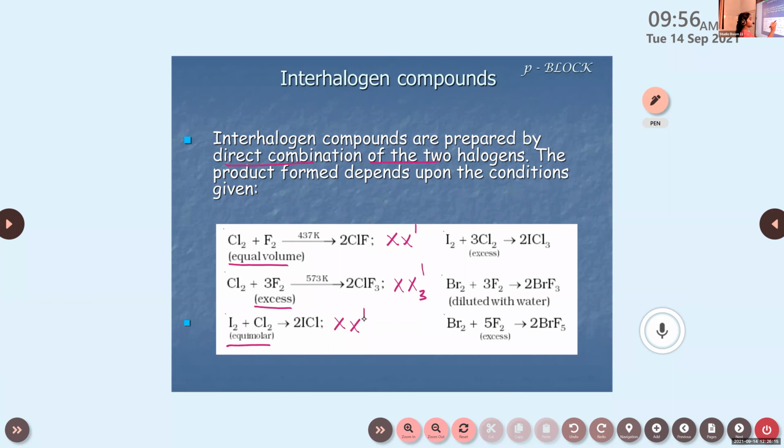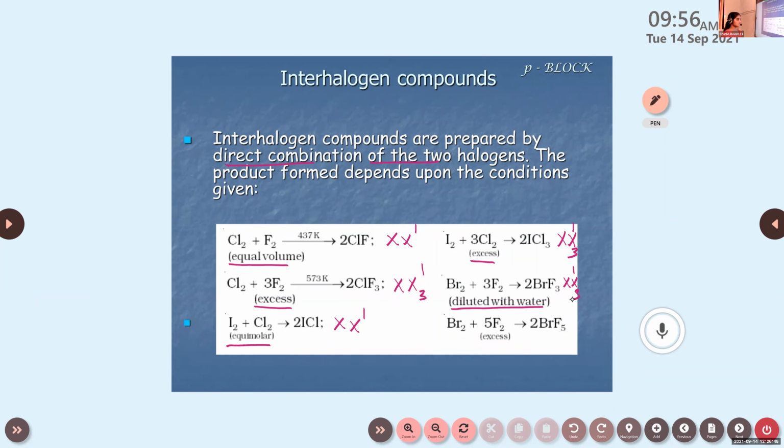Then the same iodine and chlorine, but with the chlorine in excess, ICl3 is formed. Here the formula is XX'3. Then the next combination is bromine and fluorine, and here the condition is that it is diluted with water. Then BrF3 is formed, which is also of the formula XX'3.